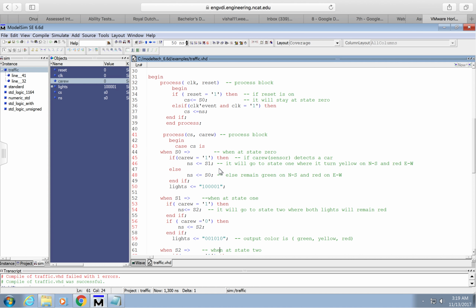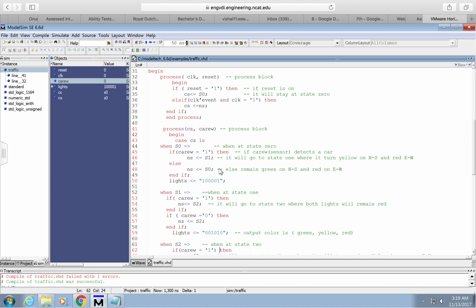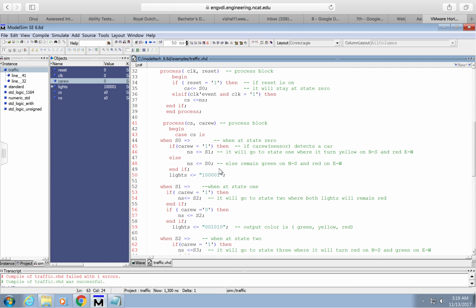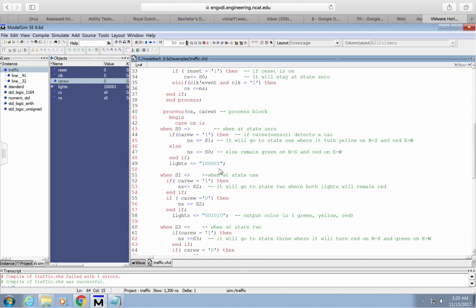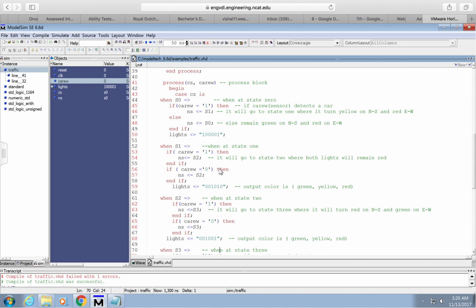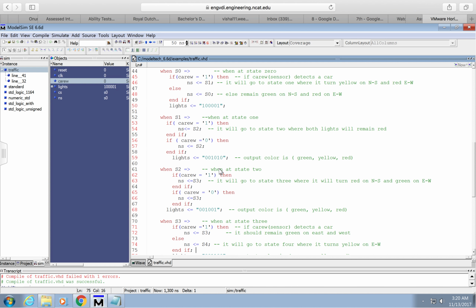It's the same for the east and west, as I stated in my state diagram. When I'm at state 2, if a car on the east or west is detected, it will go to state 3, where it turns red on the east and west and vice versa. And if it doesn't detect a car, it'll still go to that next state.